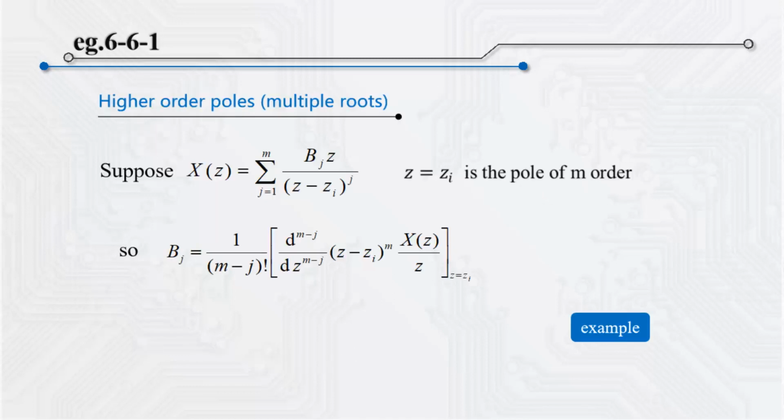Let's introduce some more partial fraction expansion methods. The high-order pole situation, that is, X(z) has multiple roots in its expansion. This is the most important point of this situation. For this situation, we express the basic form of X(z) as such a result, where z equals z_i is its m-th order pole. We will not discuss the other single pole conditions, only the status of this multiple root.